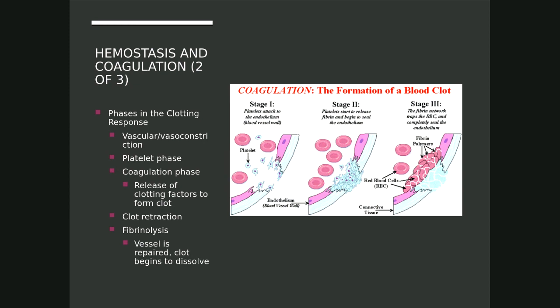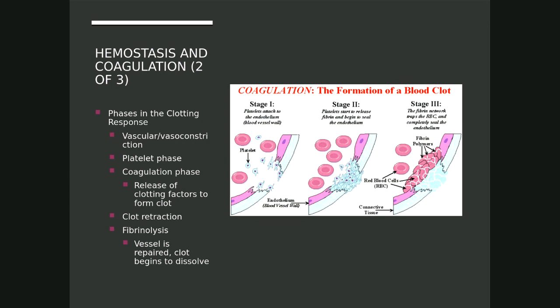So the phases in the clotting response go as follows. There's vascular vasoconstriction. When the body is introduced to a cut, the body's first reaction is that it's going to want to spasm and it's going to recognize the rupture in the epithelium and try to repair it. So this is where it's going to try to contract and relax to get that injury closed. If it cannot get the injury closed, we're going to go to the platelet phase.